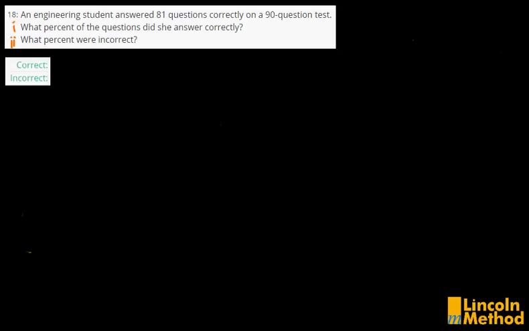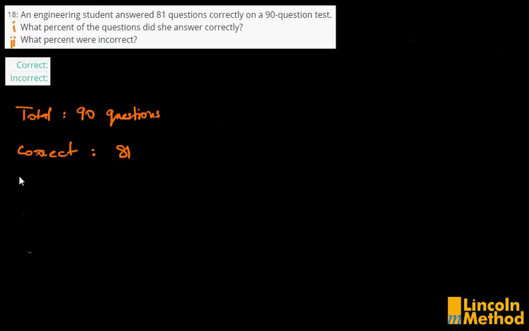So the student answered a total of 90 questions, out of which 81 were correct. So in total, I'll just make a quick data chart of everything that is given to us. Total 90 questions, out of which 81 were correct. And the question wants us to find the percent of questions that she answered correctly. So out of the 90 questions, she answered 81 questions correctly.